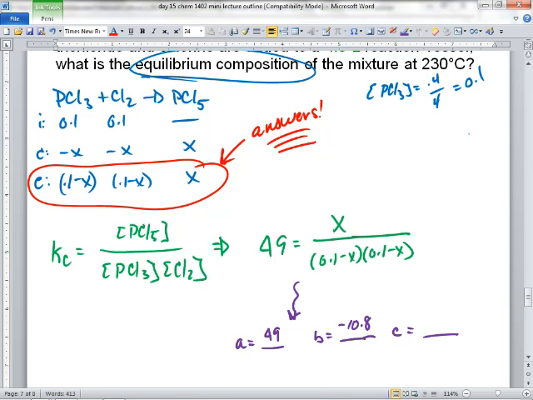Okay, I stole this off of somebody. Did anybody else get the same numbers for A, B, and C? 49, negative 10.8, and 0.49? Yes. Okay. If you got those, you're on the right track. Now, if you have a negative 49 for your A, that's fine. But then all these guys, 10.8, negative 0.49. If you have a 1 for your A, just divide the B and the C by 49 also. They'll all work.